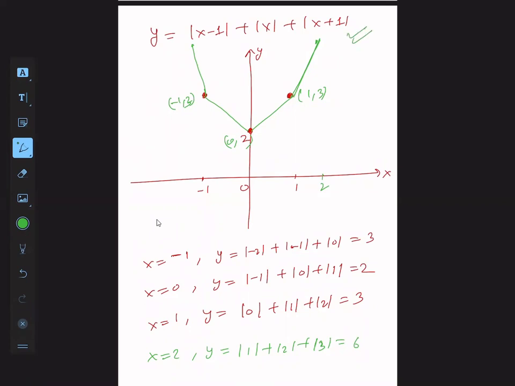If we put x is equal to 1, 0 and -1, we will get the value of y here. Okay sir. Then mark these three values on the xy coordinate and join them, you will get the line. Okay sir. Thank you. Okay.